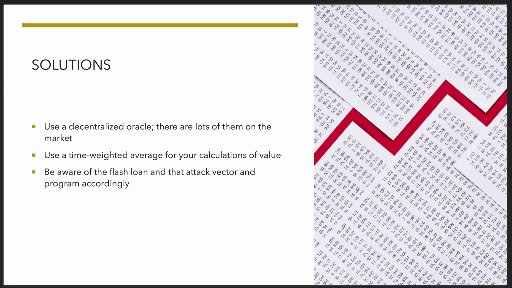Just use a decentralized Oracle. There's lots of them on the market. It will make your life a little bit easier, especially for geographic issues and other items that are going to come along with that whole process of being on a global computing platform. You have to use a time-weighted average of your calculations, especially for calculations of value. And then be aware of flash loans, that is an attack vector, and just program accordingly. Make sure when you're picking your vendor, you pick a good reputable vendor along the way.